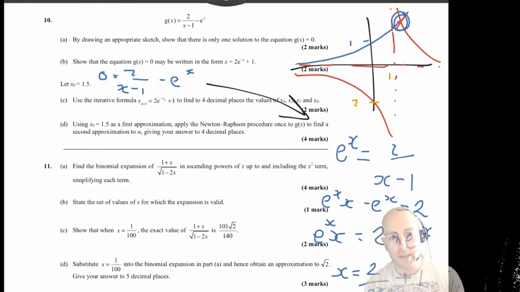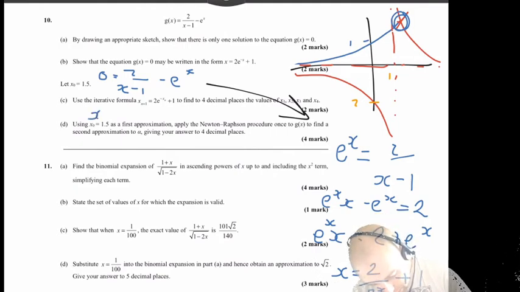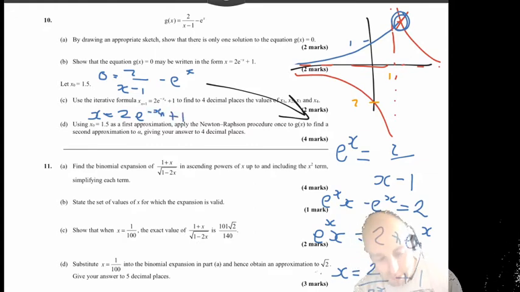Yeah, and then just show that e to the x. We can write that as 2 x equals 2 e to the minus x plus 1, and then we put the little n there and the little n plus 1 there to get our iterative formula.